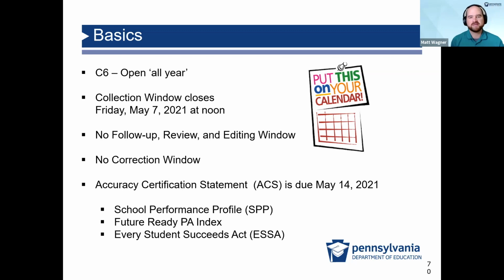And then the ACS will be due May 14th. And I'll have an update on the ACS if you missed the earlier deep dive into PIMS reports. I talked a little bit about there, but I'll talk a little bit more. And of course, it involves the School Performance Profile or Act 82 building level score, now the Future Ready PA Index, and the Every Student Succeeds Act.